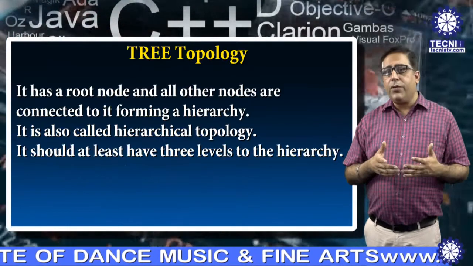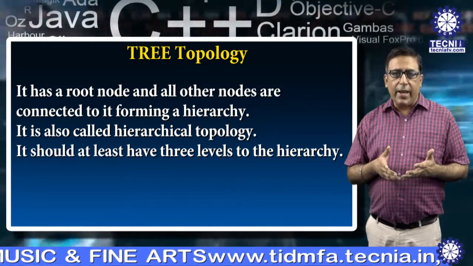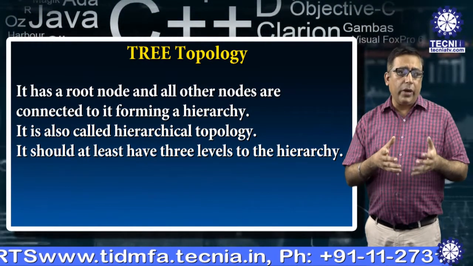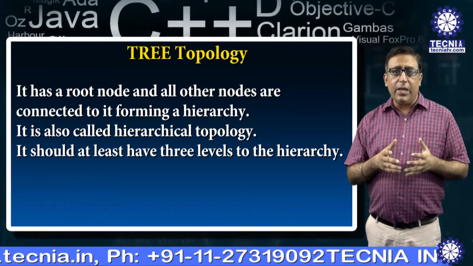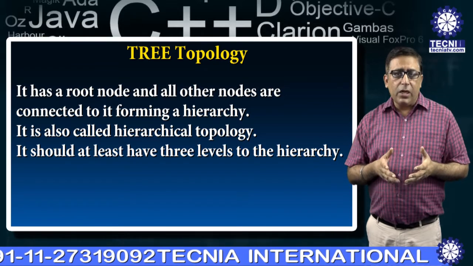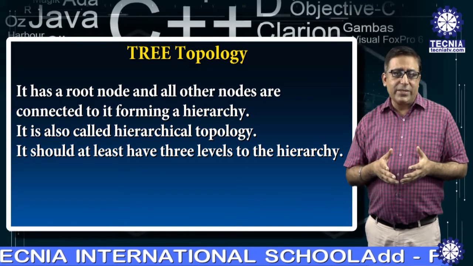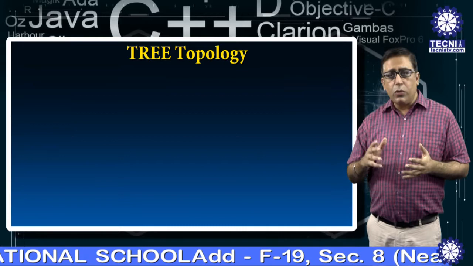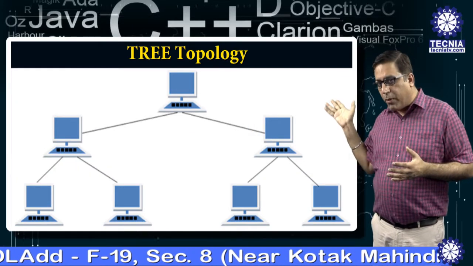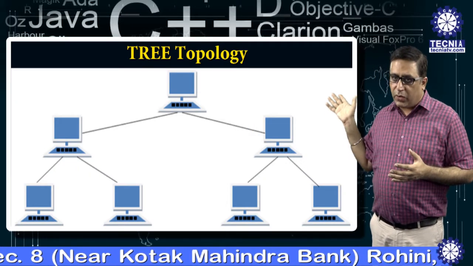Next topology is tree topology. It has a root node and all other nodes are connected to it, forming a hierarchy. It is also called hierarchical topology. It should at least have three levels to the hierarchy. Now you can see the diagram of this tree topology, how this tree topology is working.